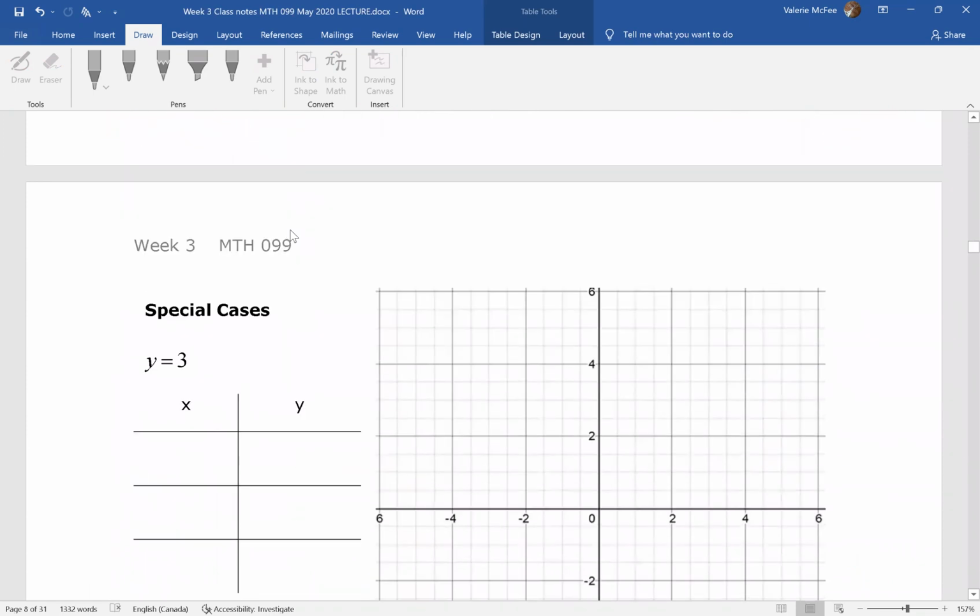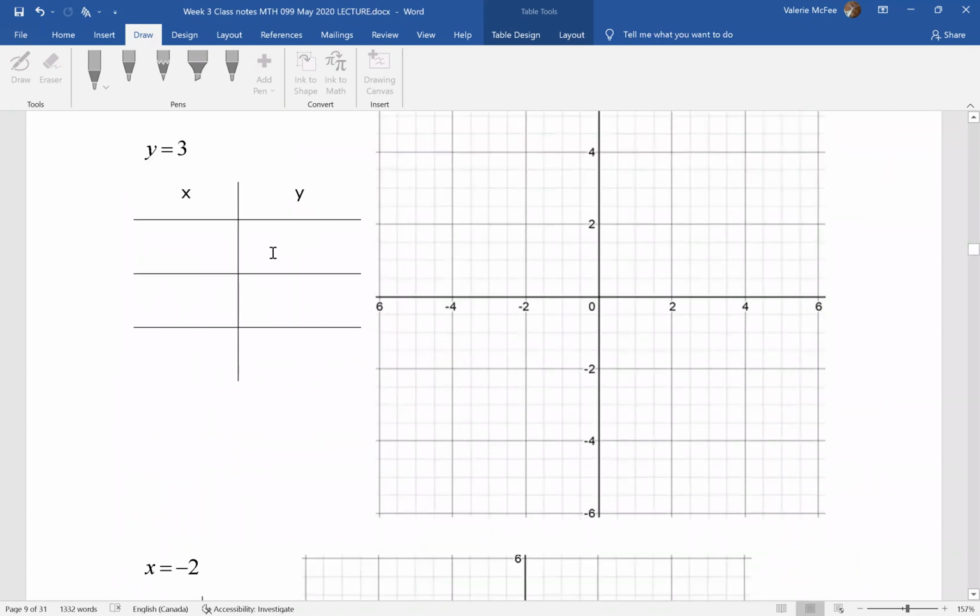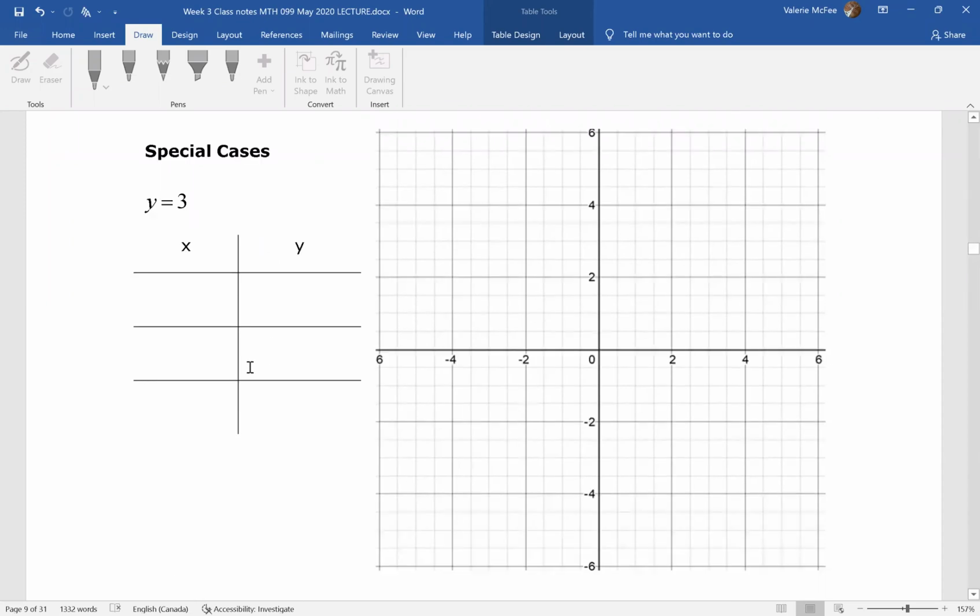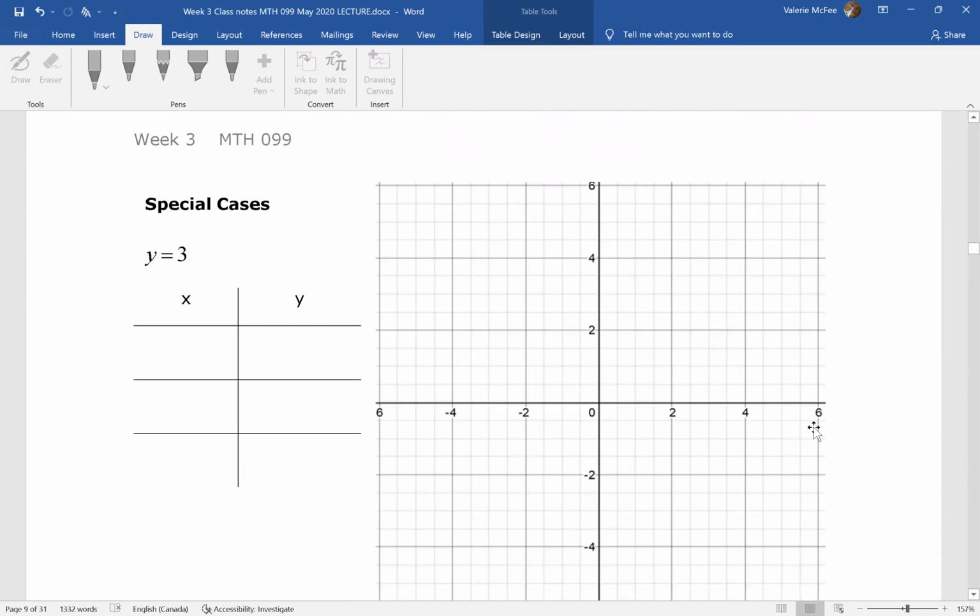Oh no, let's look at these special cases. We have 2 equations here. Y equals 3 and X equals -2. In the first one, there's no X value. In the second one, there's no Y value. Now let's think about our standard form for the equation of a line.